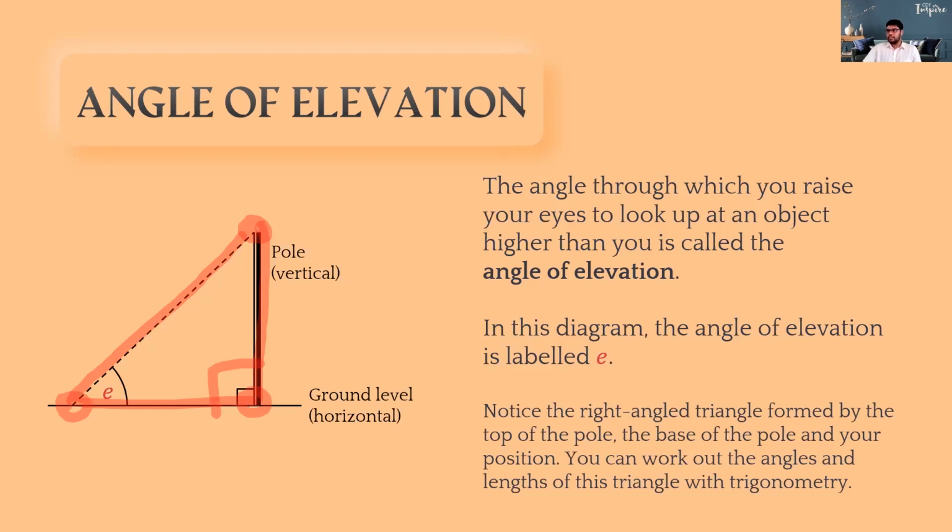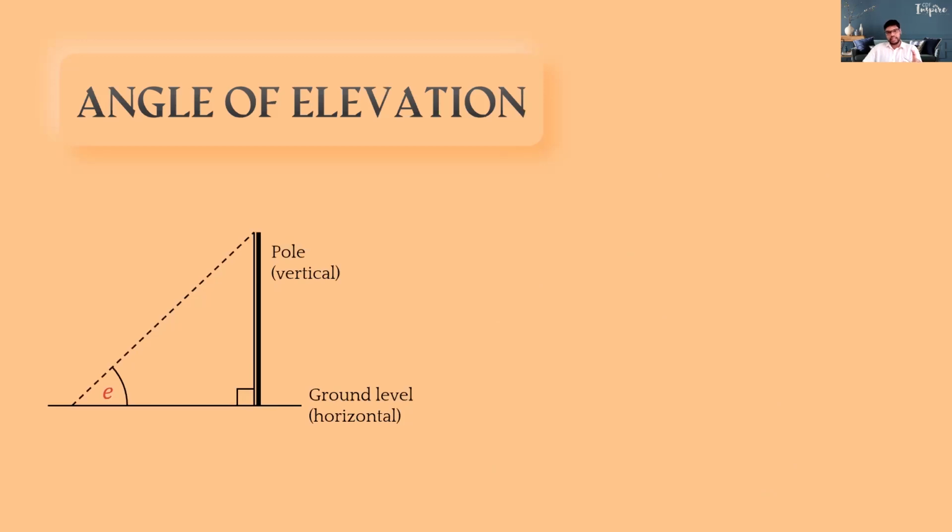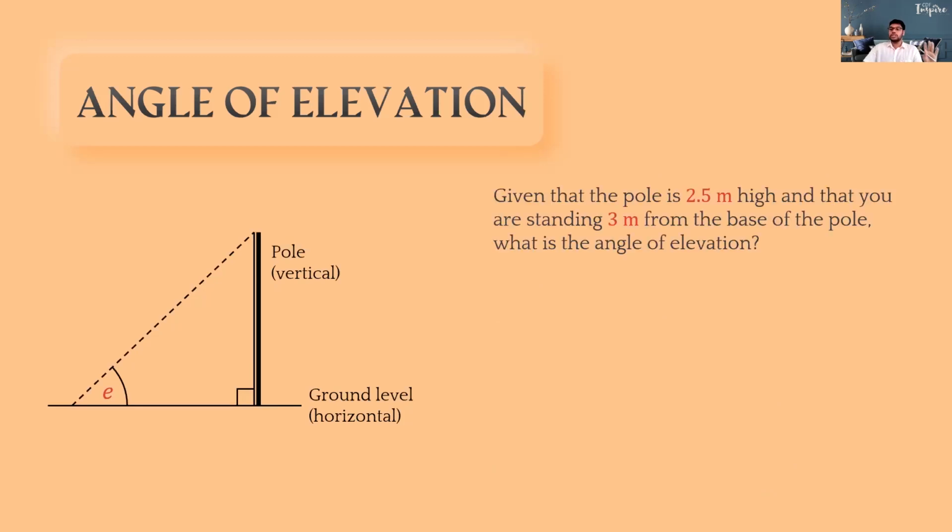So let's look at an example like that, right? So I'll go through this quickly, children. So I have the same diagram. So let's say the pole is 2.5 meters high and you are standing 3 meters from the base of the pole. What is the angle of elevation? So let's say, children, the pole is 2.5 meters. Your distance is 3 meters from the pole, right? So you can see from this angle E, right, the opposite is 2.5 and the adjacent is 3.